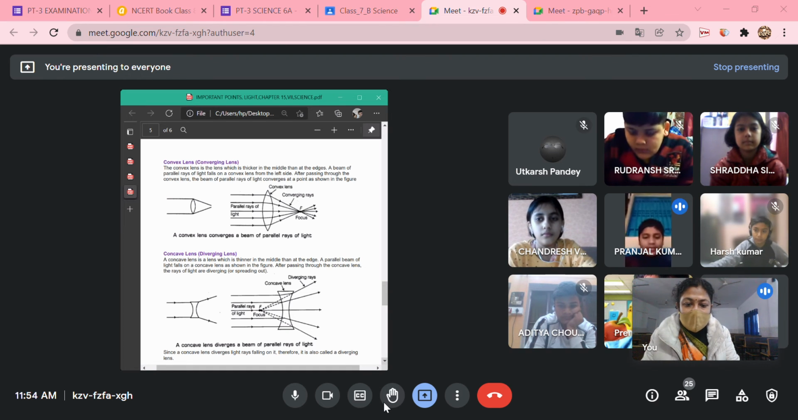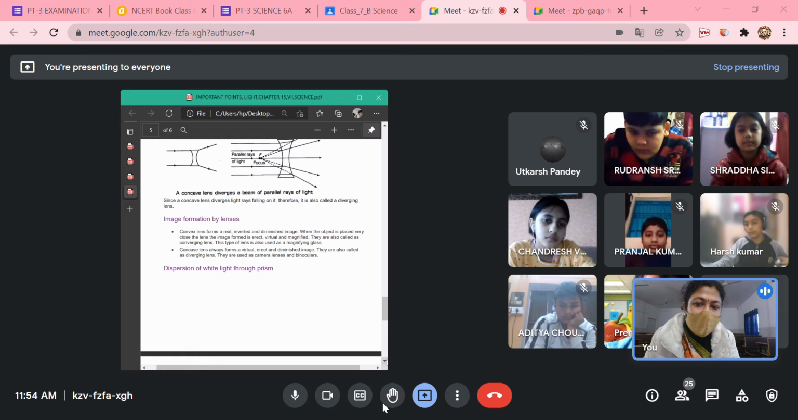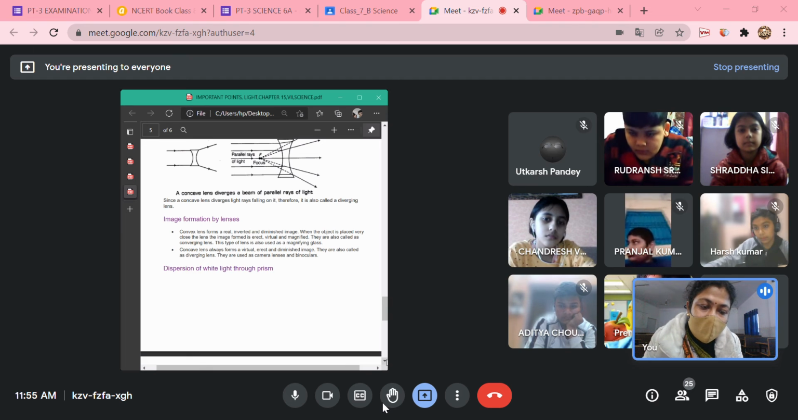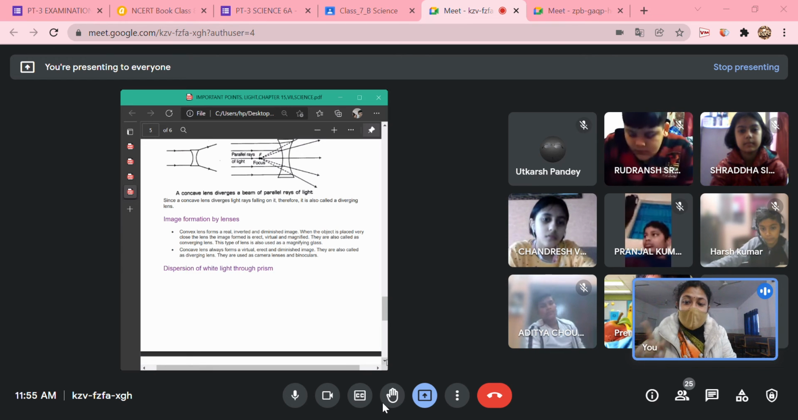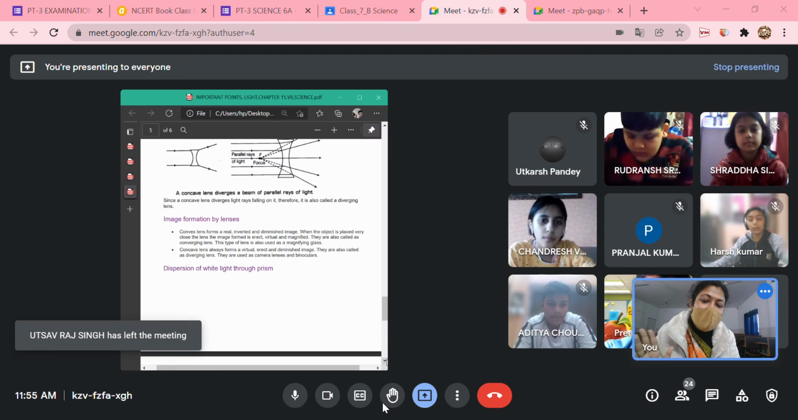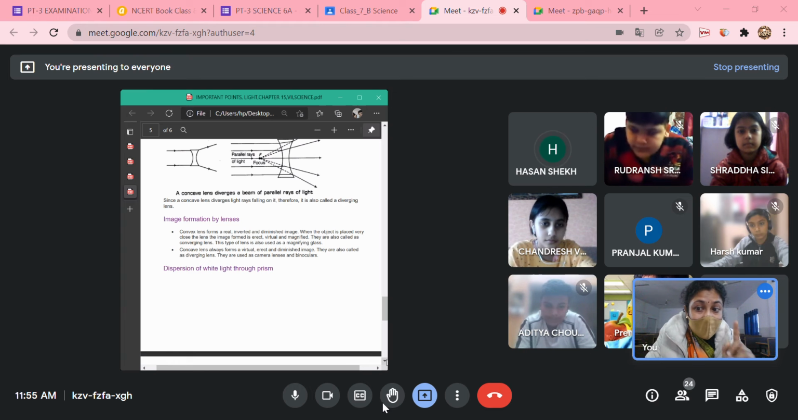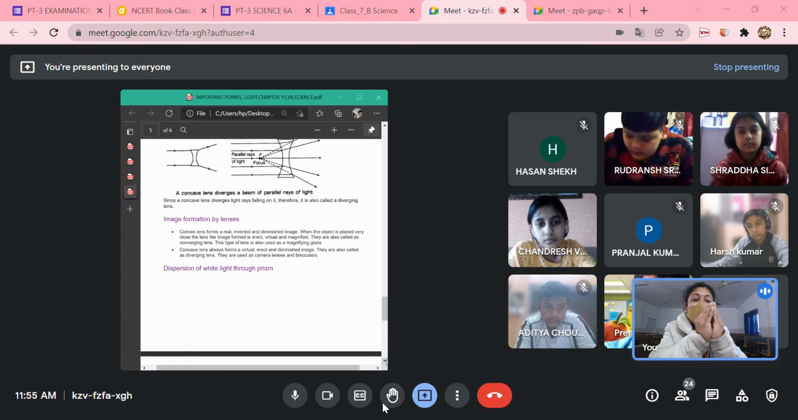So this is the thing that we have read. Image formed by lenses, that also we have read. Just now I told you what the image will be: inverted, real, and diminished. Diminished means smaller. In case of a concave lens, the image will always be virtual. Virtual images are always erect, and it will be diminished.